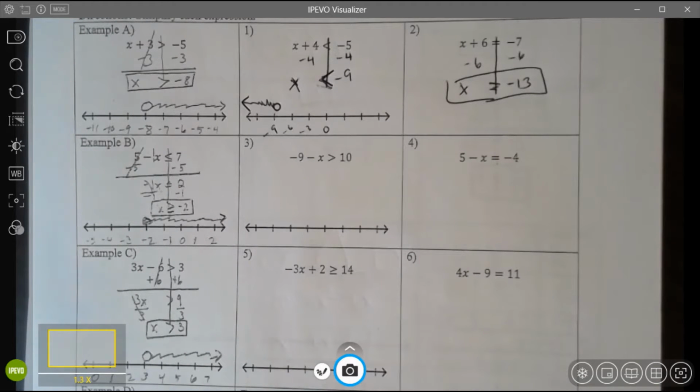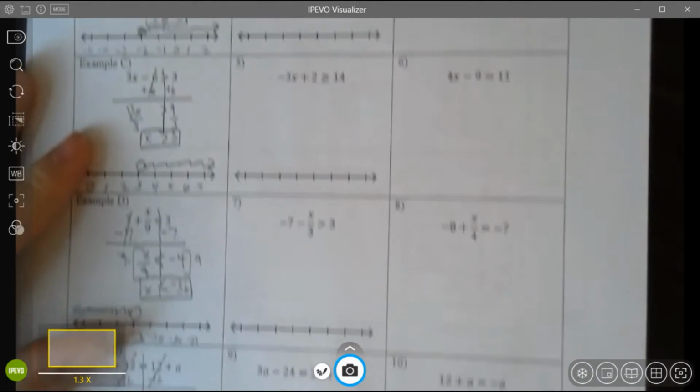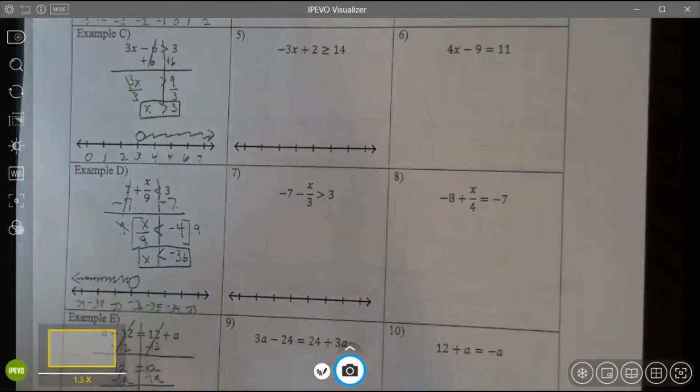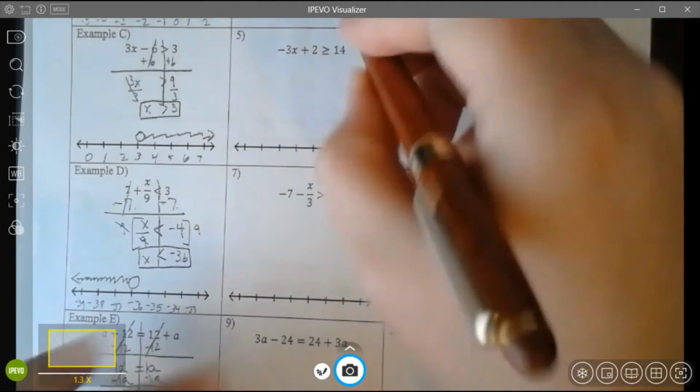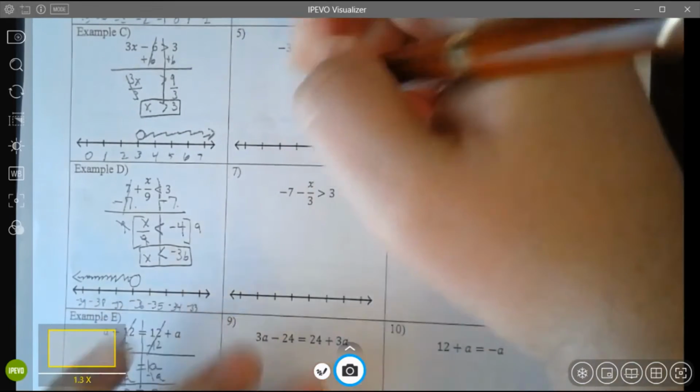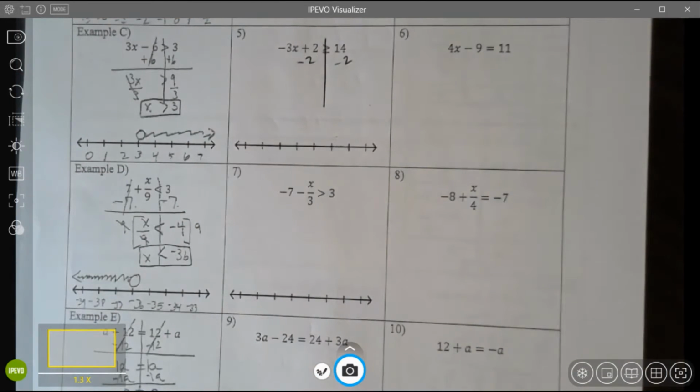Let me go down a couple. Let me go down to number 5. So number 5 says -3x plus 2 is bigger than or equal to 14. So first you're going to get rid of the +2. You'll subtract 2 from both sides. And again, if you want, you can draw the fence. Whatever you do to one side, you've got to do to the other.